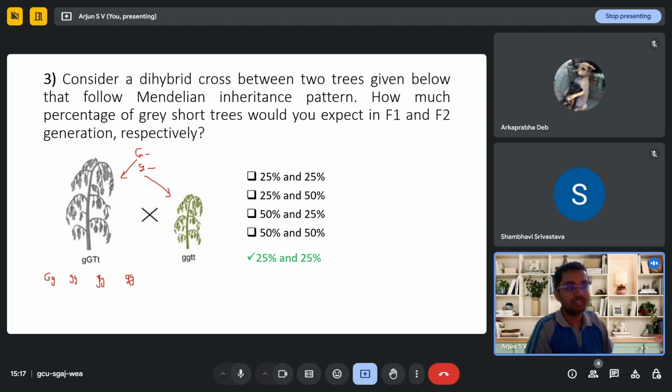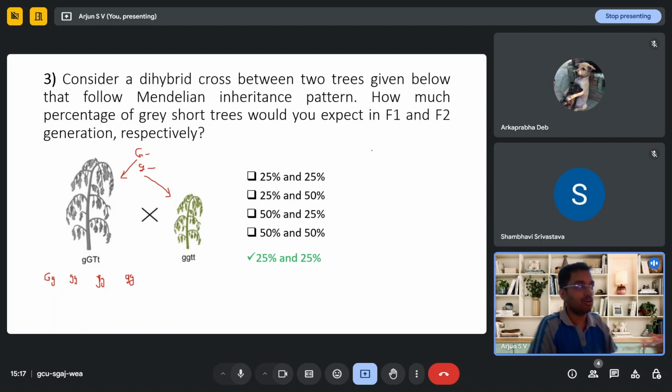So the percentage of the gray trees with respect to the green trees: only this will be gray, and all the others will be green. So your gray to green is 25%. So your F1 generation will be 25%. And now in F2 we have to find whether the percentage of gray short trees will be 25% or 50%.